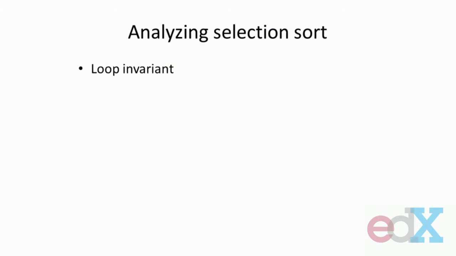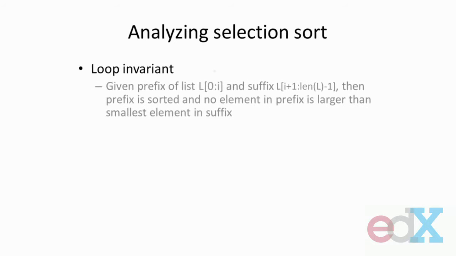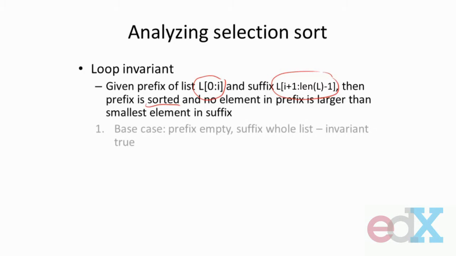The loop invariant here is pretty straightforward. It says, given a prefix of the list, the first part of the list, and a suffix of the list, everything after the ith location, the loop invariant is going to be that every time I go through this loop, I'm going to claim that the prefix is sorted and that there's no element in the prefix that's larger than the smallest element in the suffix, that everything in the prefix is smaller than everything in the suffix. Okay, that's my loop invariant. Let's see if that holds true. Well, in the base case, the prefix is just empty, so it's trivially sorted. The suffix is the whole list, and it's trivially the case that everything in the prefix is smaller than the smallest thing in the suffix.